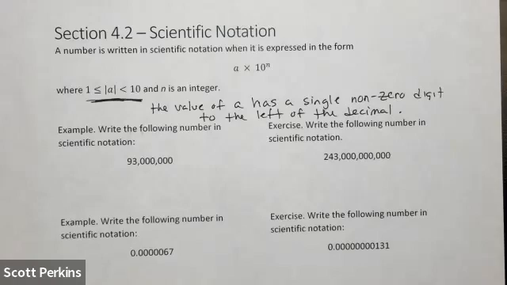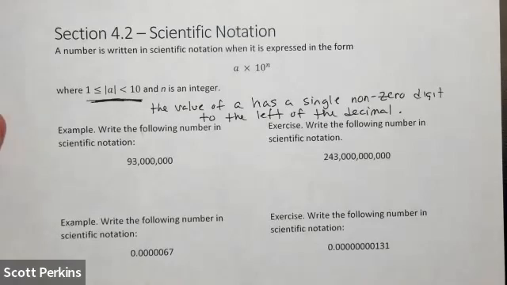Okay, so here goes. First example is 93 million. That's the number of miles from the Earth to the sun. If you're an astronomer, you don't want to write down all those zeros all the time. You want to write this number in a better way. So here we go. We're going to write this in scientific notation.